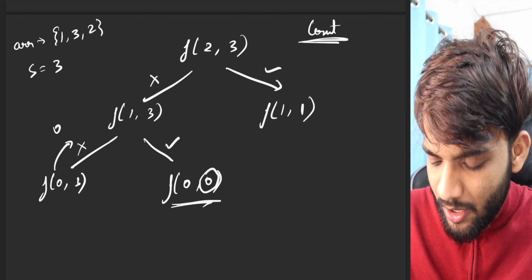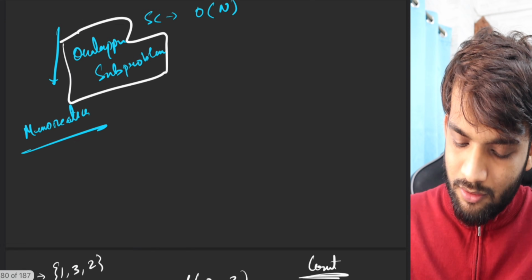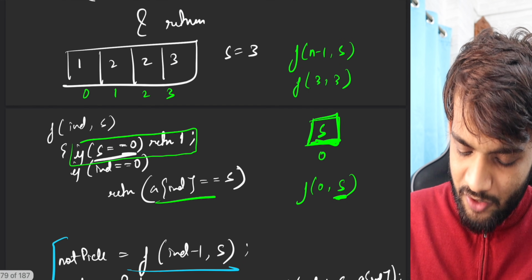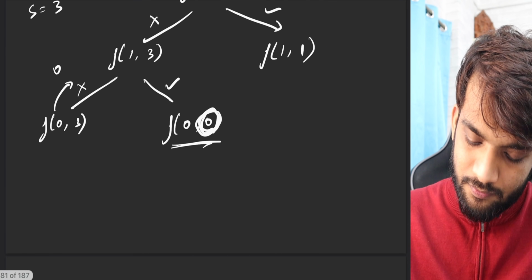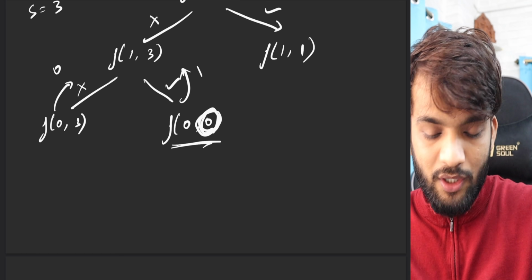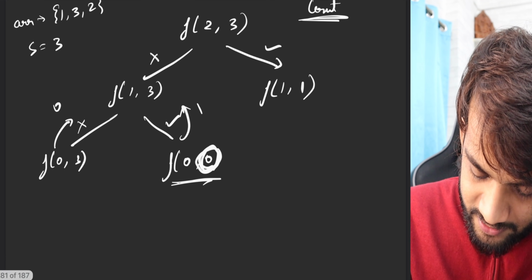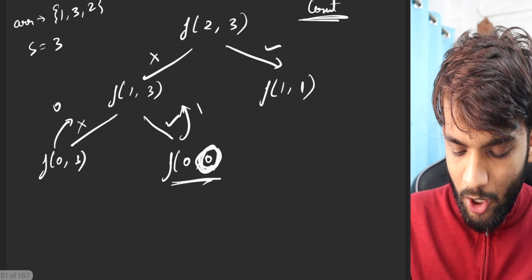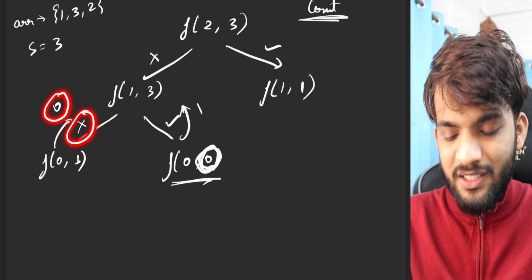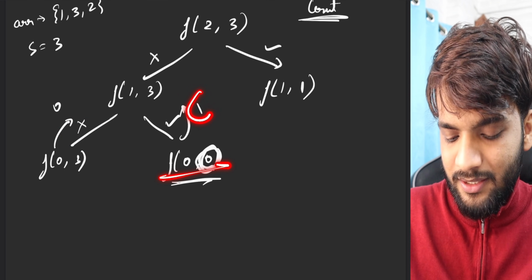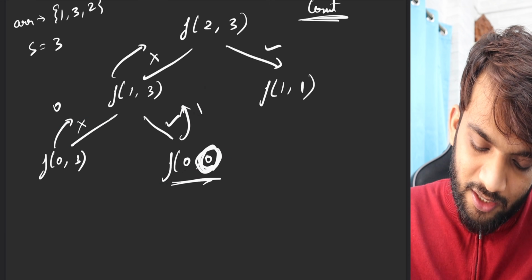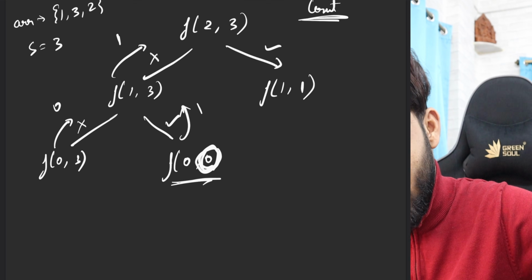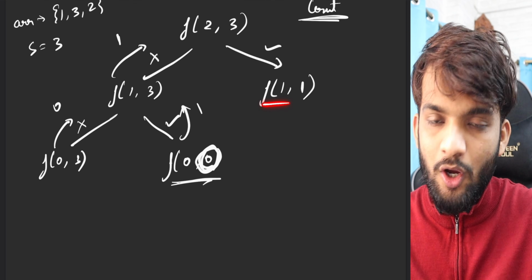You have achieved your target. Let's look at over here. You have achieved your target, so you're going to return a 1. So in total, this choice, the non-pick choice gave you 0 subsets. The pick choice gave you 1 subset. So this in total gave you 1 subset. Perfect. Now you're having 1 comma 1.